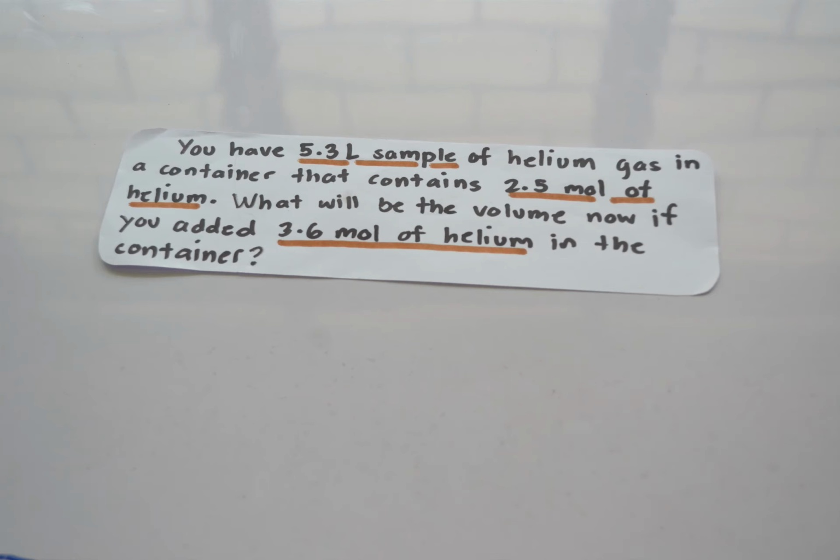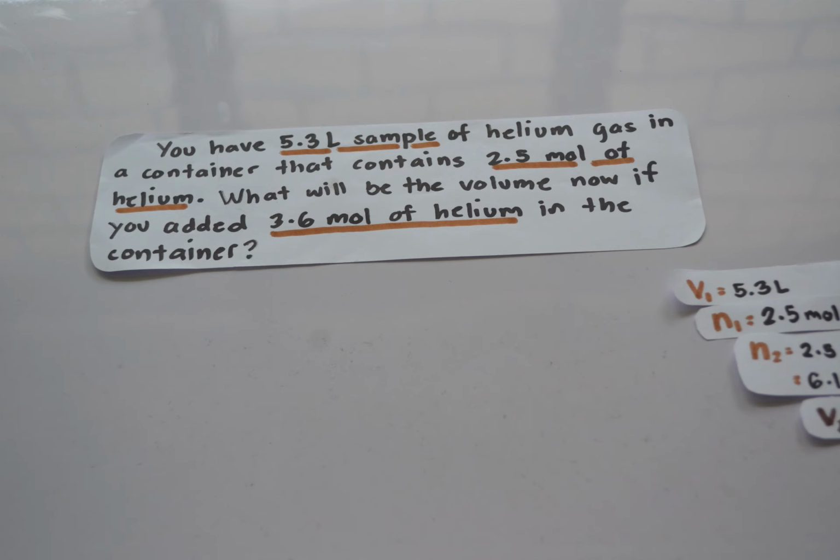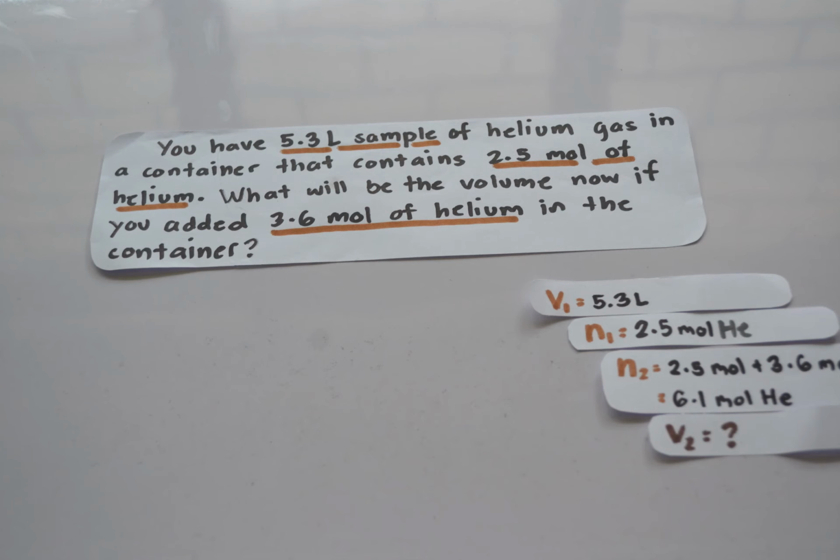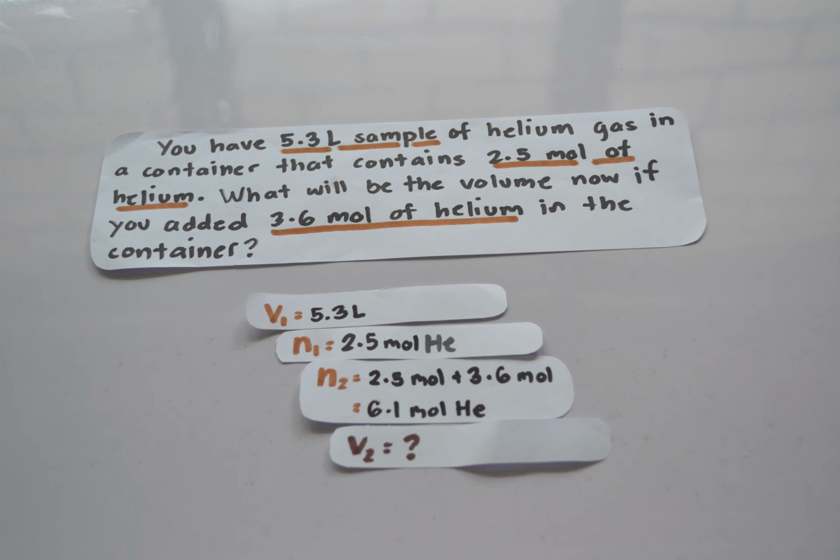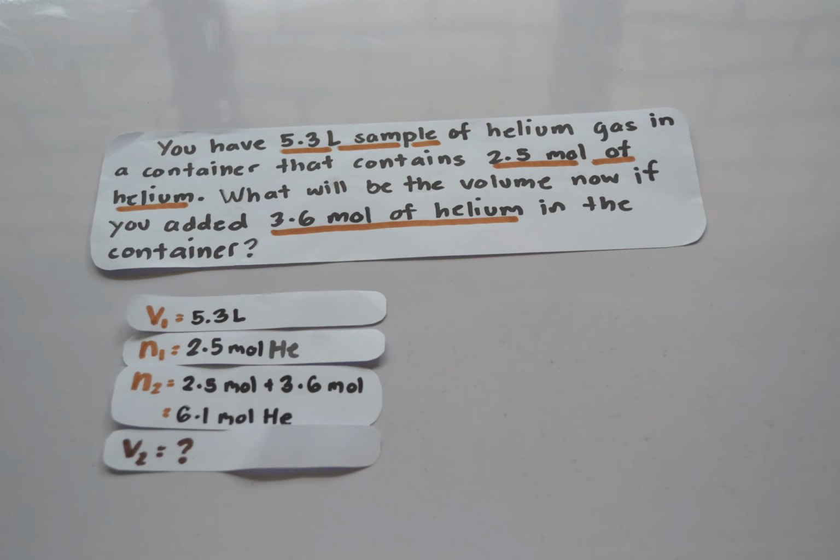First, Avogadro's law follows this formula. V sub 1 over N sub 1 is equal to V sub 2 over N sub 2, where V sub 1 is the initial volume, N sub 1 is the initial amount of gas, V sub 2 is the final volume, and N sub 2 is the final amount of gas.